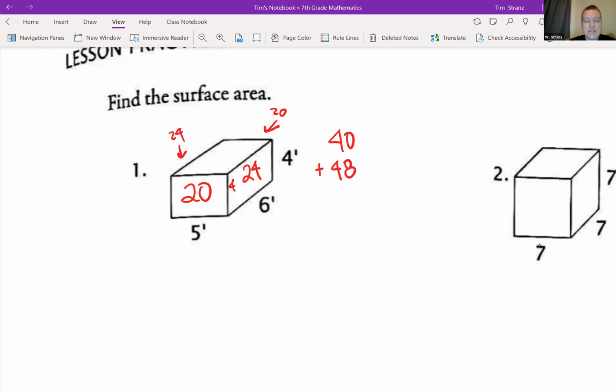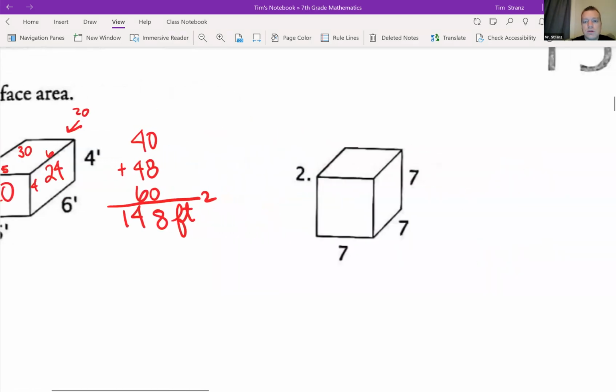Then we just need to do the top and the bottom. So this length right here has to be 5 if the bottom is 5. And this length here has to be 6 if that's 6, which is 30. And there's a top and a bottom, so 30 and 30 is 60. If we add this together, we get 148 feet squared.